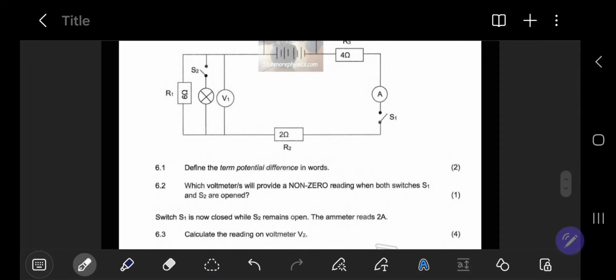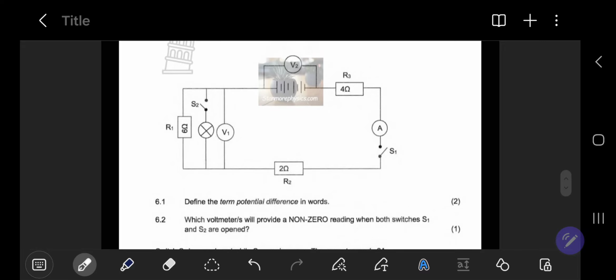6.2 says, which voltmeters will provide a non-zero reading when both switches S1 and S2 are open? Now, the position of the voltmeters is very important. When you have your voltmeter across the terminals of the battery, whatever's in between the voltmeter, that is what it's measuring the voltage for. Here, it's on either side of the battery, so it's actually measuring the voltage for the battery. And that particular voltage always measures EMF or total voltage, or V total.